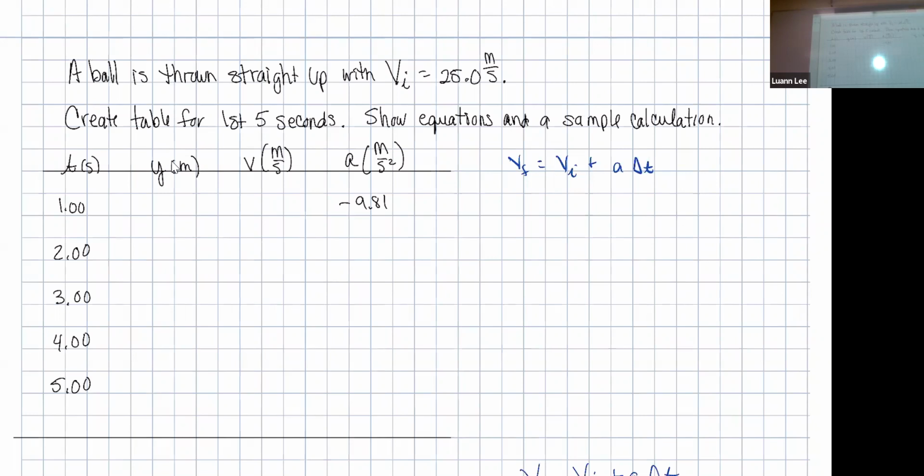At one point, wouldn't the acceleration be 0, because it's stopping? At one point it will be, but it may not be at any of these times. It may be between one of those times. But yes, it will turn around. So then for our displacement, we just use our displacement equation.